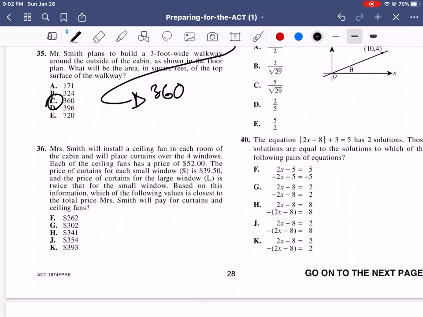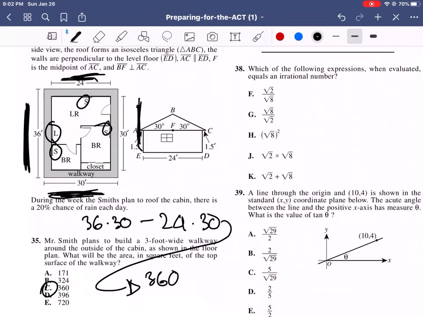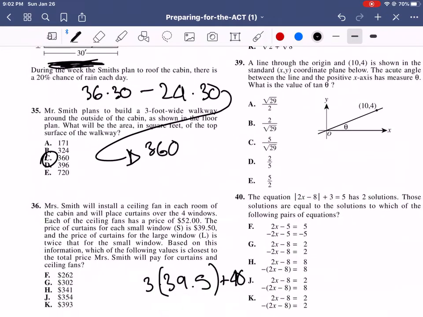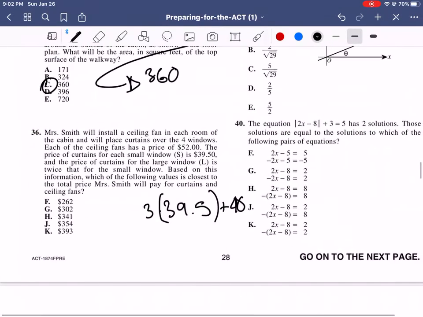So we know that the 3 small windows would be 3 times 39.5 and twice that for the large window. 39.5 is 40. How many ceiling fans are there? Oh, okay, in each room of the cabin. So 1, 2, 3 rooms, 3 ceiling fans. 3 times 52. Just plug that into my calculator.